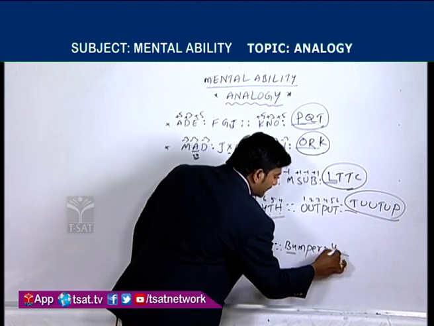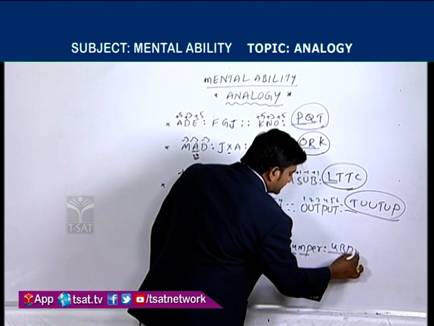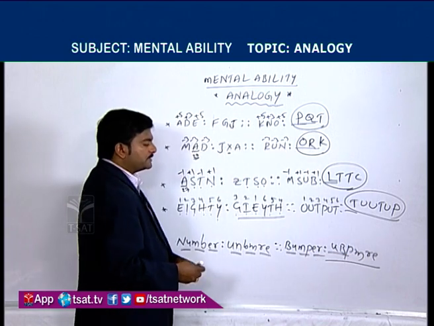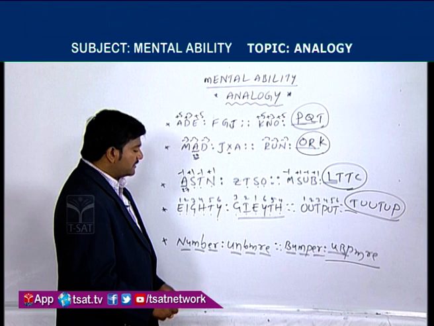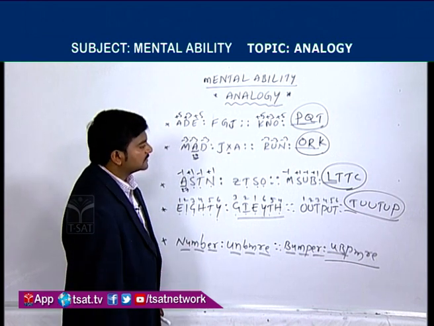BU means UB. MP means PM. ER means RE. Okay, I hope you enjoyed this concept also. Simply, every two letters of this word are written in reverse order. Okay, these are some concepts.